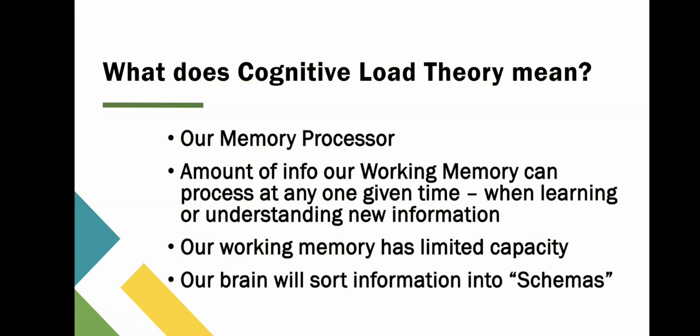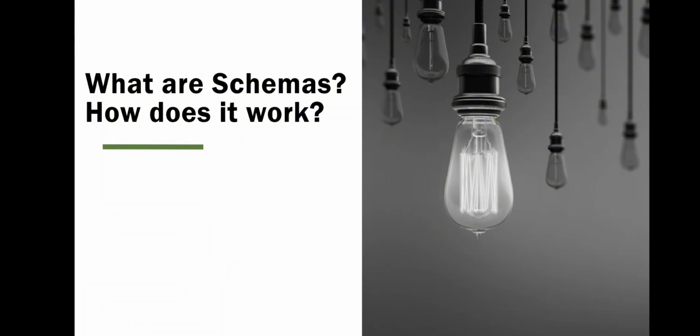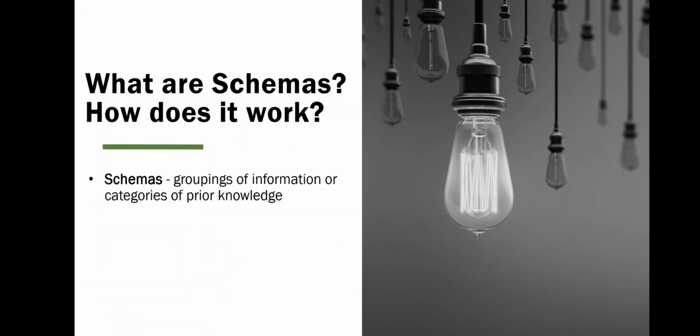Our brain, as wonderful as it is, will automatically sort information into what are called schemas. So then what are schemas and how do they work? Schemas are basically categories of information that you already know. Our brain will sort information into like categories, making it easier for us to both process and retrieve information.